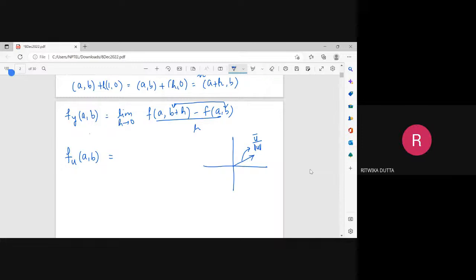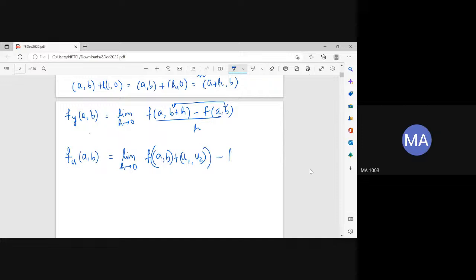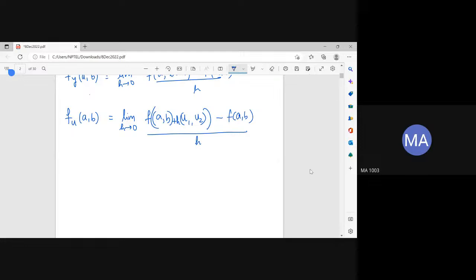So limit h goes to 0, f of a comma b plus h times u, where we assume u is a unit vector with two components u1, u2, minus f of a comma b, divided by h. That is, f of (a plus h u1, b plus h u2) minus f of (a, b), divided by h. This is going to be the directional derivative of this function at the point a comma b along the direction u, the unit vector u. So if you're asked to calculate the directional derivative, you first have to compute the unit vector in that direction and then apply this formula.